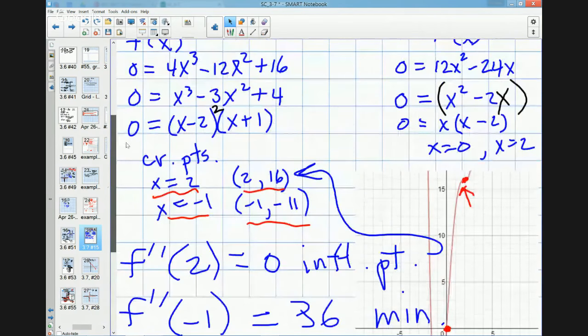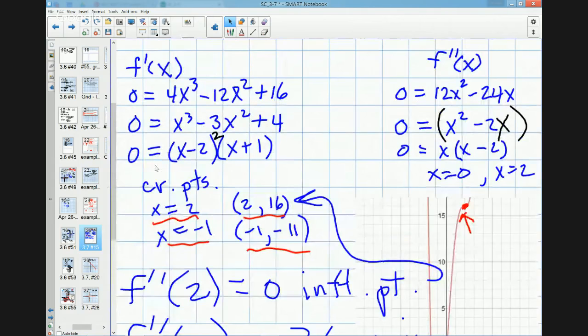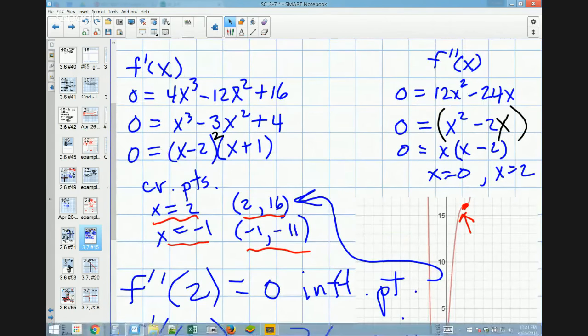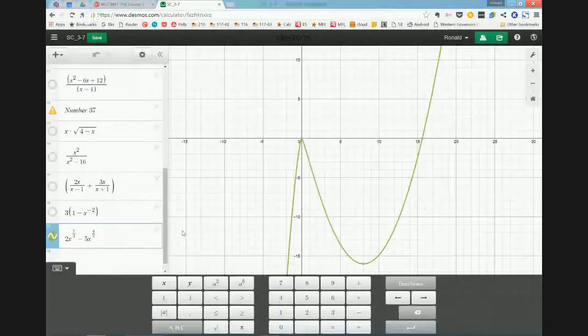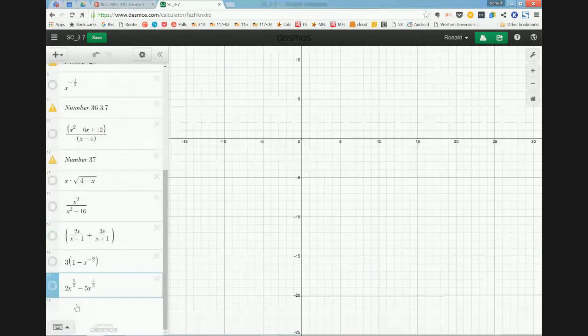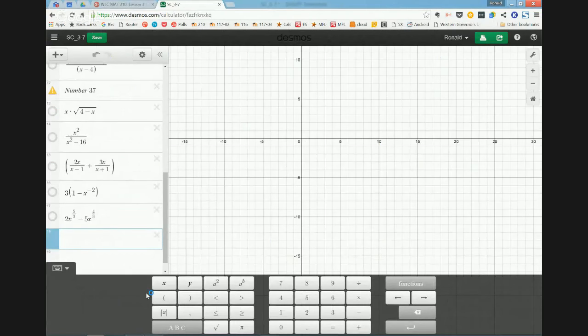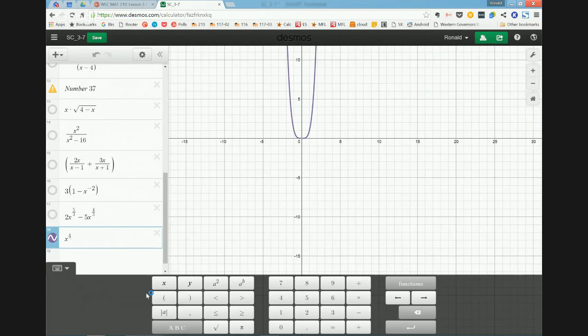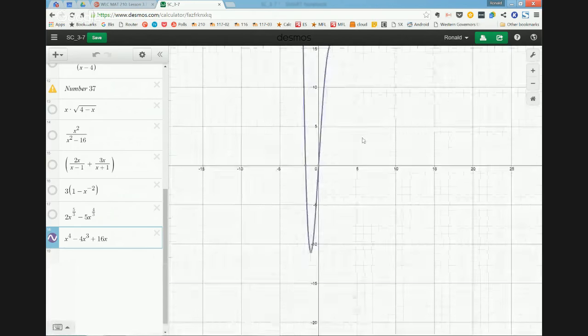Let's just check that on Desmos. Make a little nicer picture here. So x to the 4th minus 4x cubed plus 16x. And then we're going to have to probably do some zooming.